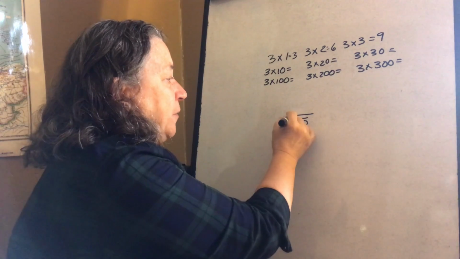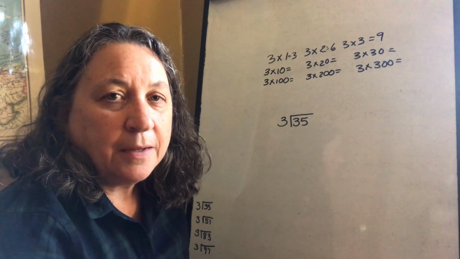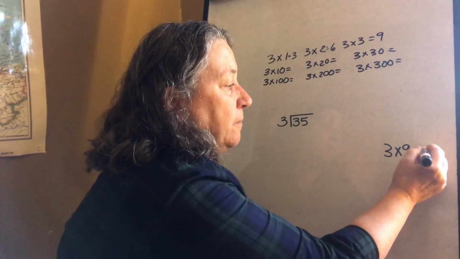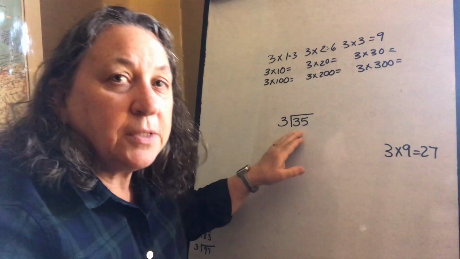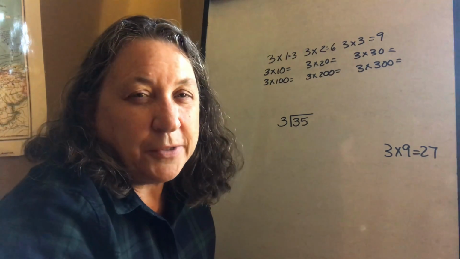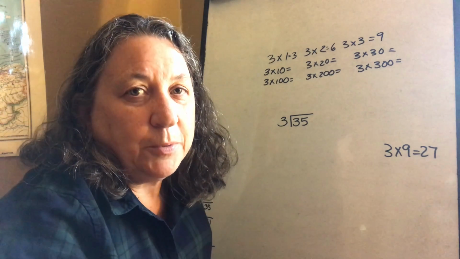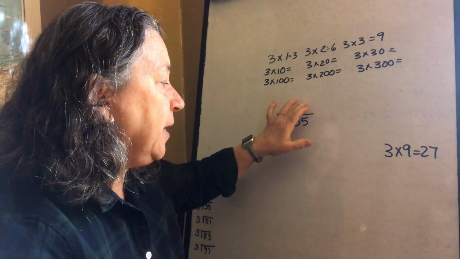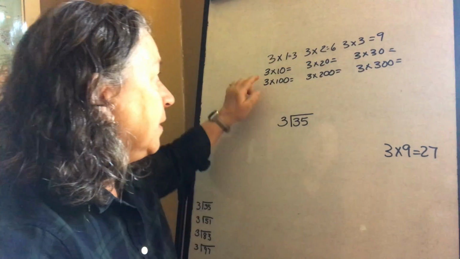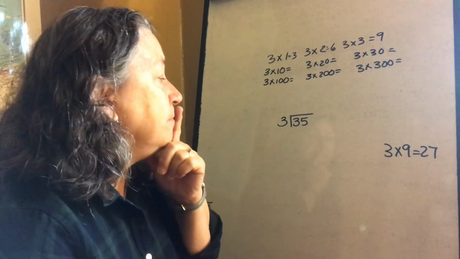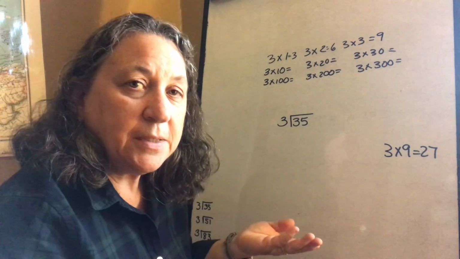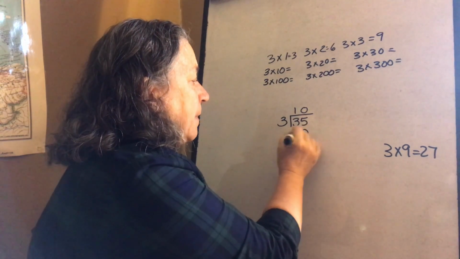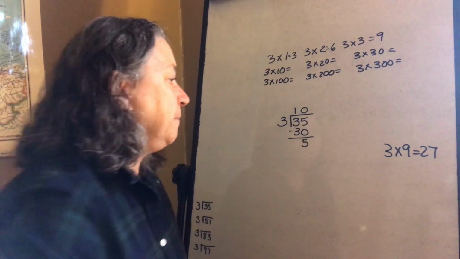Let's divide the number 35 into groups of 3. So we know that 3 times 9 is 27. And we know that that's pretty close to 35, but we could probably get closer. So let's think about our multiples of 10 and multiples of 100. Can we multiply 3 times 10, and would that fit here? 3 times 10. Of course we can. 3 times 10 is 30. And when we subtract, we have 5.